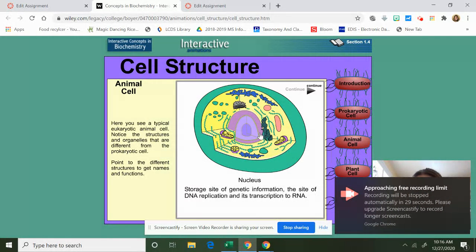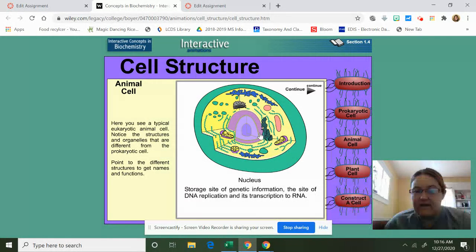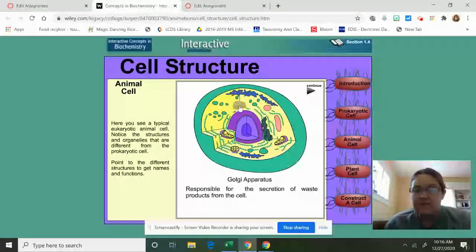Then we have the nucleus, storage site of genetic information, the site of DNA replication and transcription to RNA. For our purposes, the genetic information is really important. We'll talk a little bit about replication and transcription later. The Golgi Body is responsible for the secretion of waste products from the cell. The Golgi Body typically, you see these little dots.